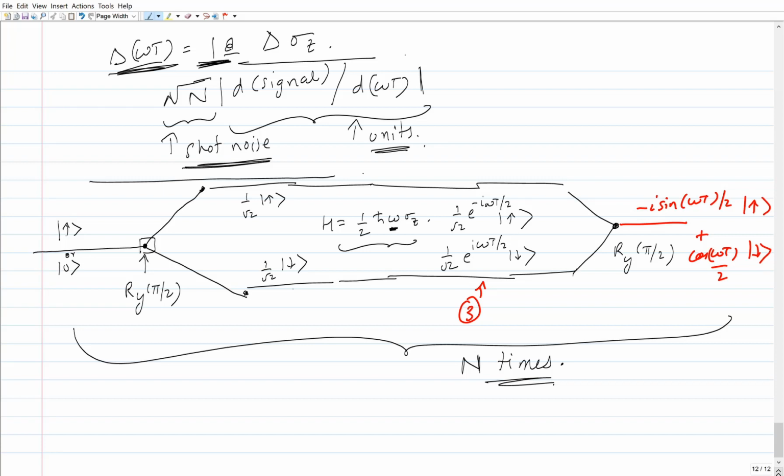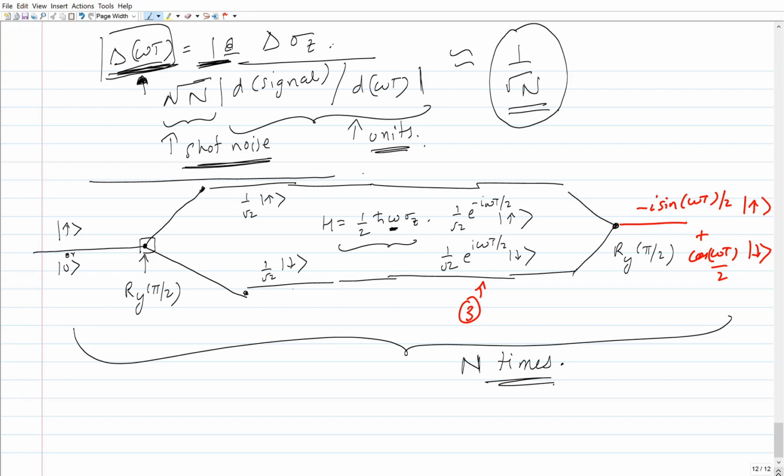So if you calculate this quantity, the variance of sigma z over d signal by d omega t, what you get out from here is just 1 over root n. So the scaling of my estimation of the parameter omega, the variance, goes as 1 over square root of n. So if I have n independent trials or n independent atoms, and I am repeating this protocol for each atom, this is the scaling I get.